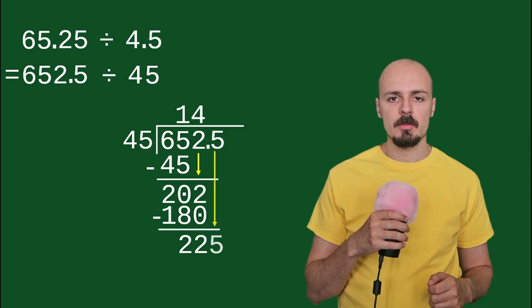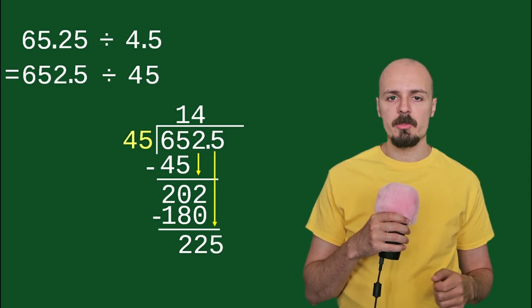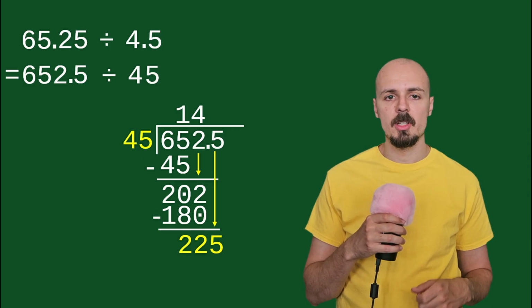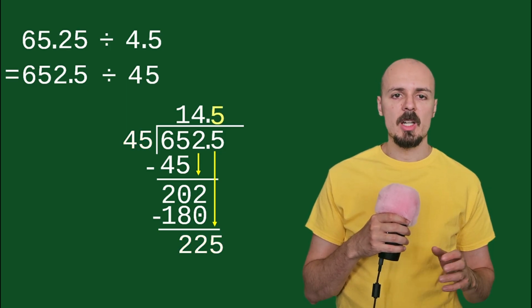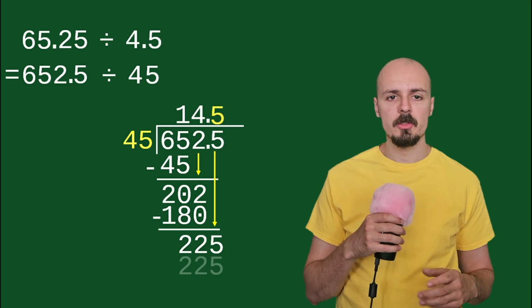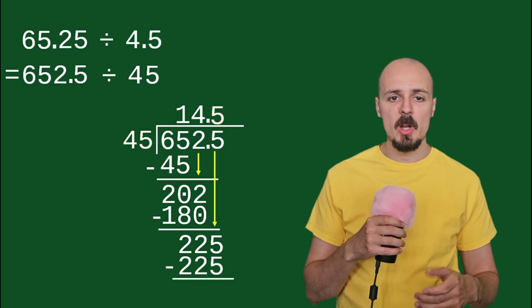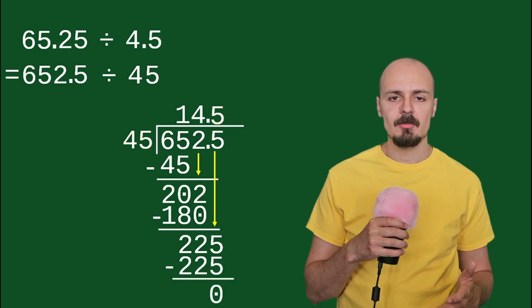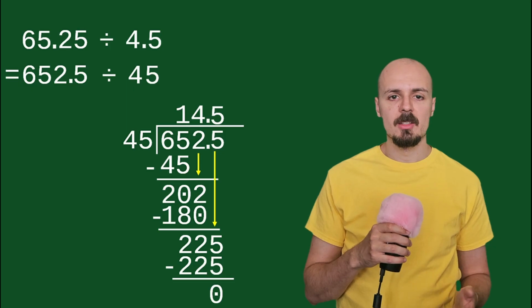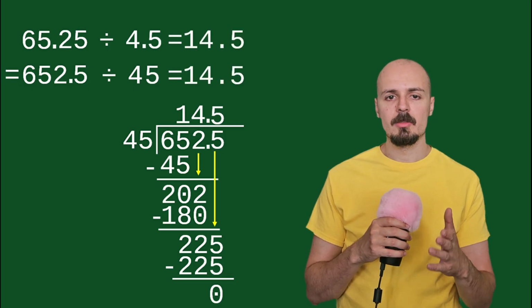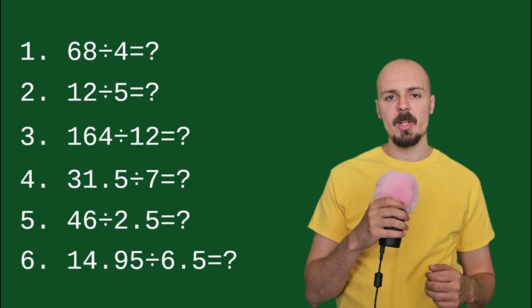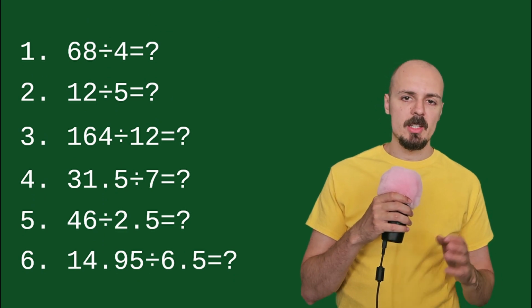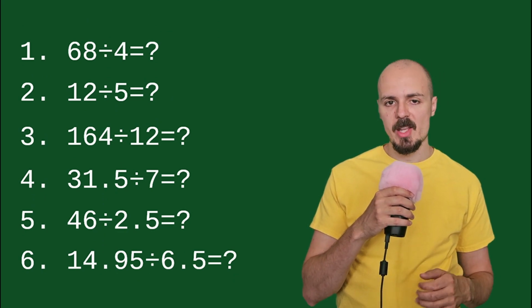Next, bring down the 5. How many times does 45 go into 225? I think 5 times. So, 5 times 45 is 225, and when we subtract, we get 0, and now we're done. The answer we get is 14.5. Now, we have some practice questions here, so pause the video and give them a go, otherwise the answers will be revealed in 3 seconds.